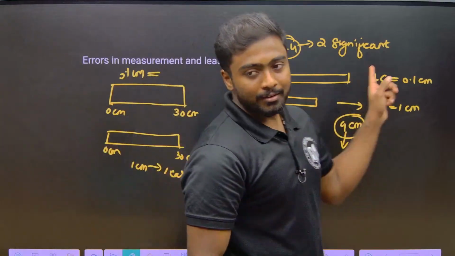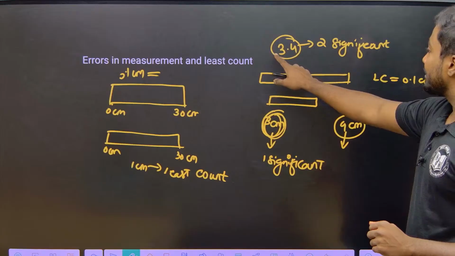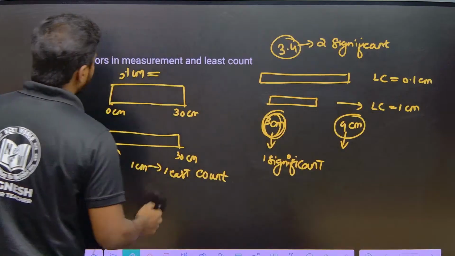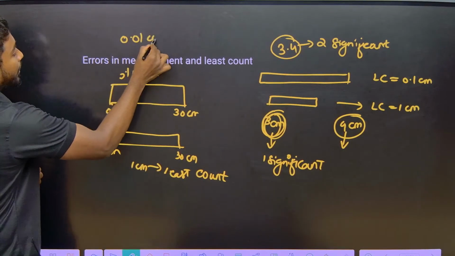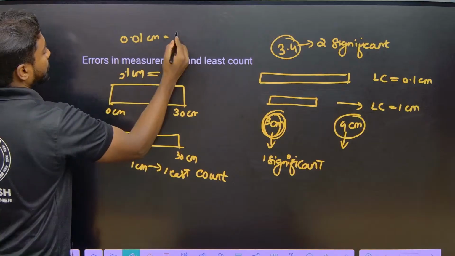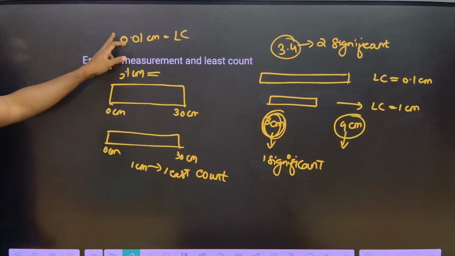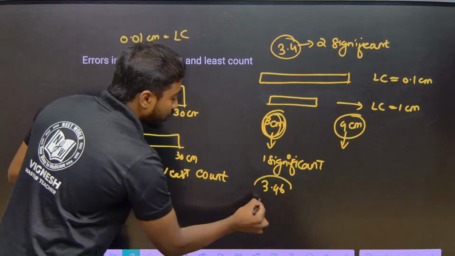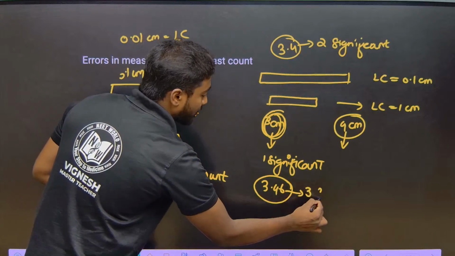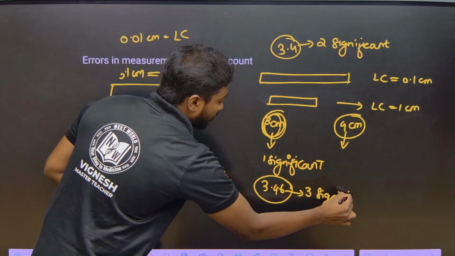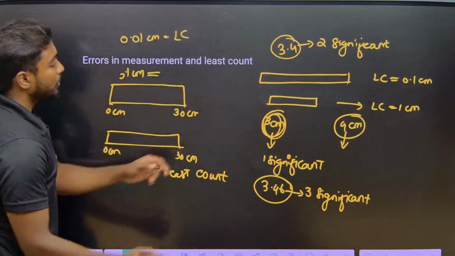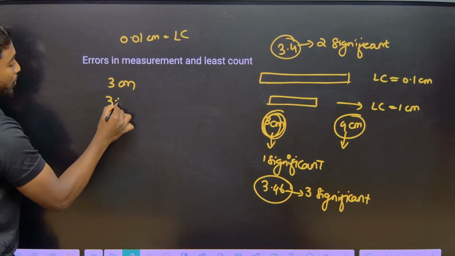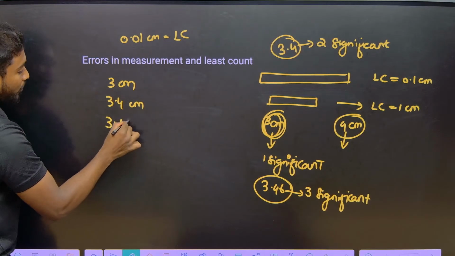Here the accuracy was less, 3 centimeter and 4 centimeter, but in this case accuracy has increased a little bit. Suppose I take a scale with 0.01 centimeter as the least count. Now if I measure, I get 3.46. How many significant are there? 3 significant. So we have 3 centimeter, 3.4 centimeter, 3.46 centimeter.